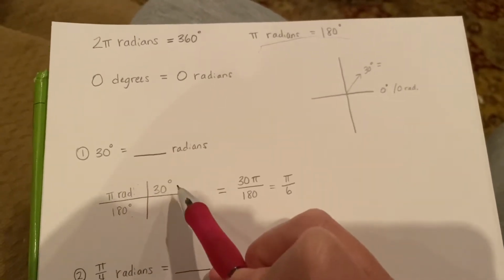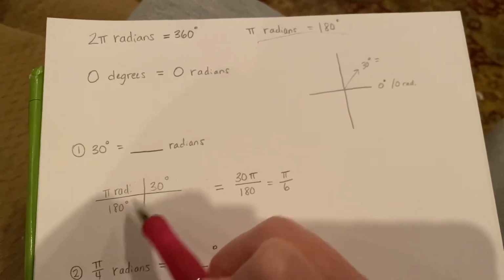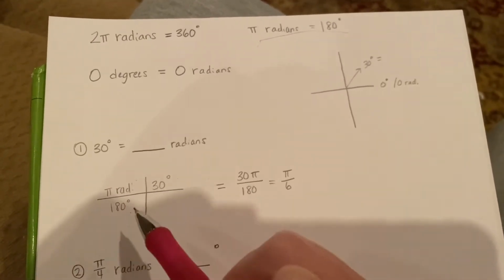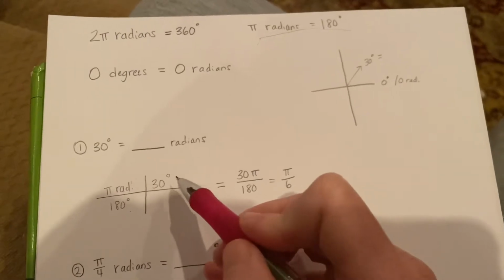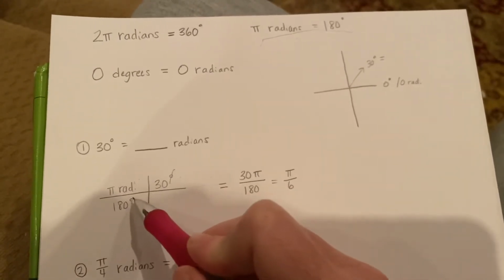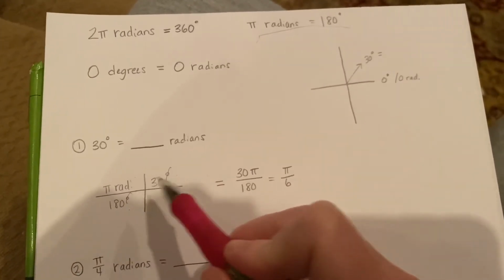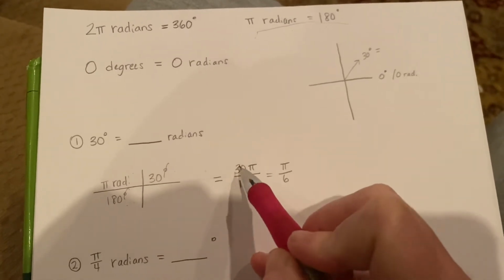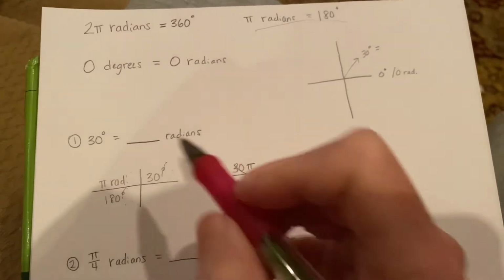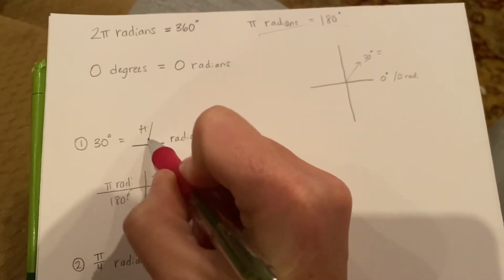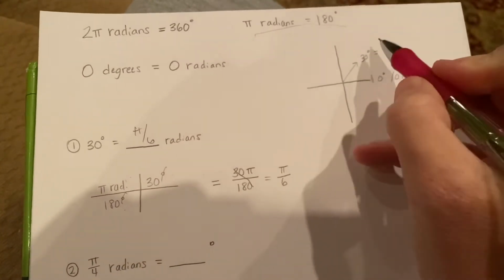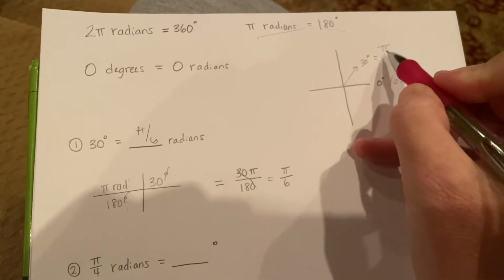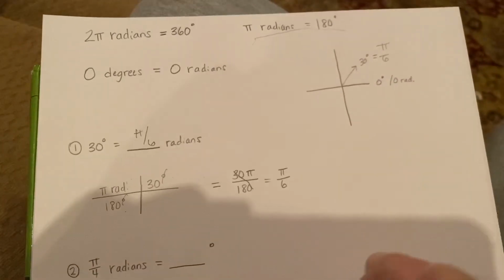This problem asks for 30 degrees. What this allows you to do is multiply the top and divide by the bottom. Notice the degrees are gone. So I have 30 times pi divided by 180, which simplifies to pi over 6. So 30 degrees is equal to pi over 6 radians.